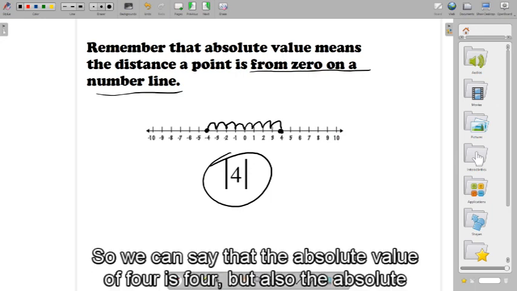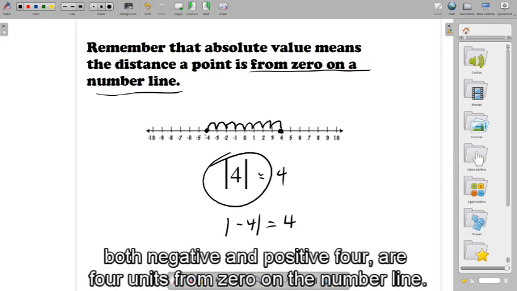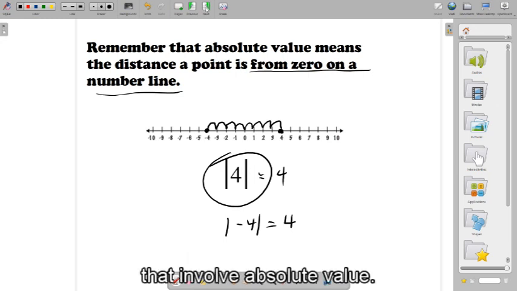So we can say that the absolute value of 4 is 4, but also the absolute value of -4 is 4. Both -4 and +4 are 4 units from 0 on the number line. This will help us when we solve equations that involve absolute value.